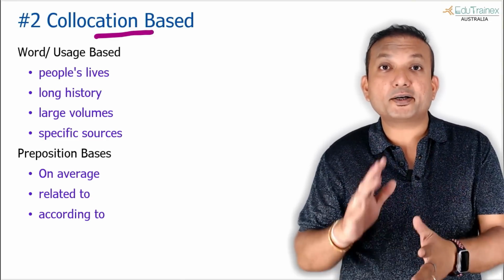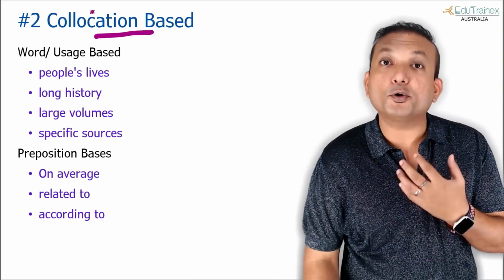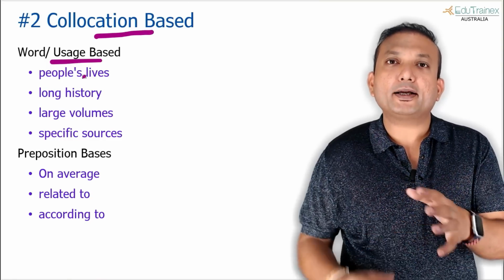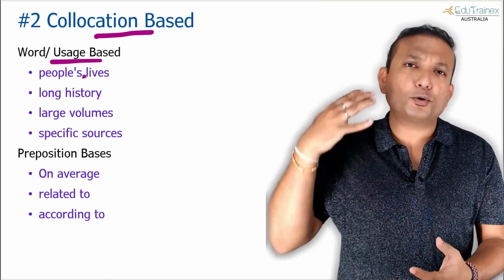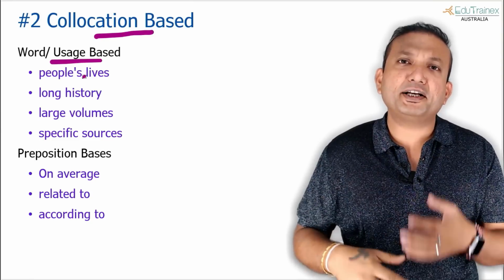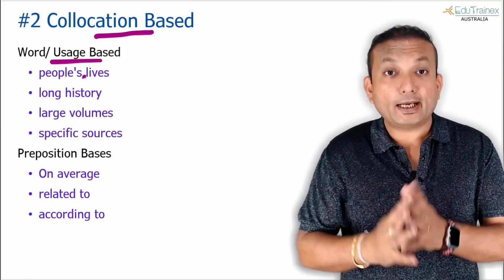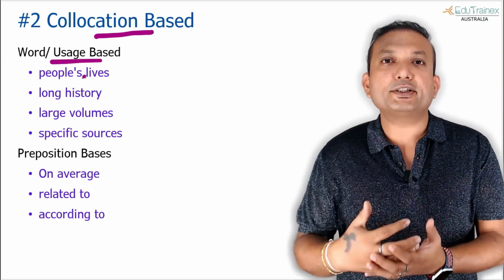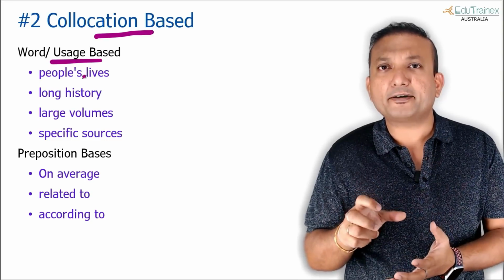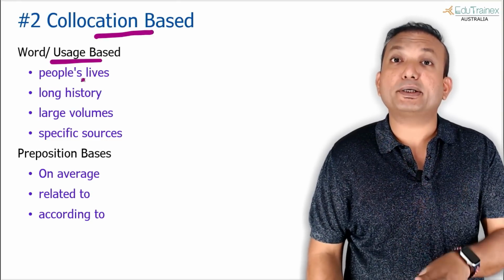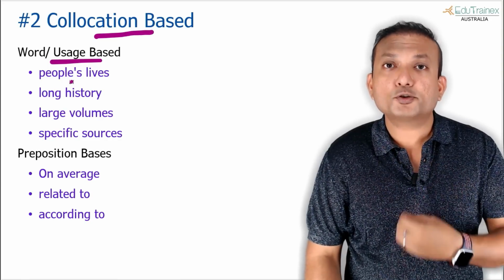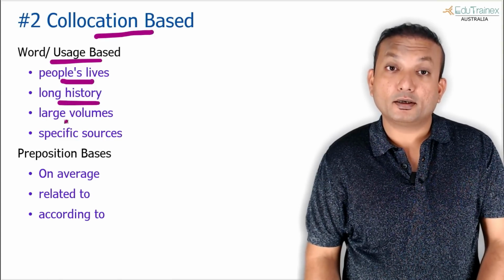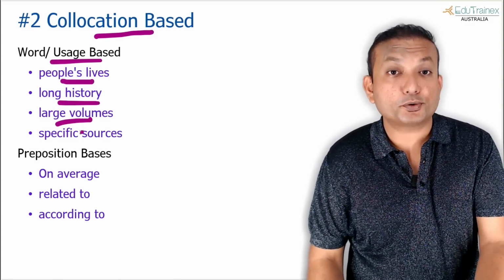So even in collocations, there are two types. One type is the usage based, what you see on the top. Two words are used together, and depending on how people have been using them throughout the ages, native speakers have used them together, and that's why they are used together. There is no particular meaning or perfect combination that these two collocating words have, but that's how they have been used, and it is now accepted as a collocation in normal spoken or written language. People's lives, long history, large volumes, specific sources.